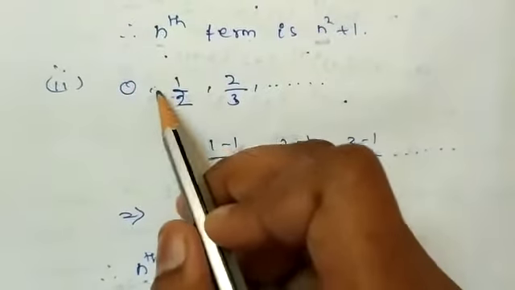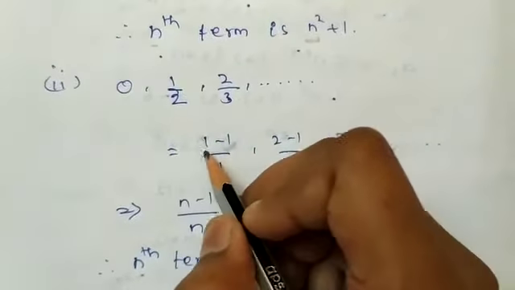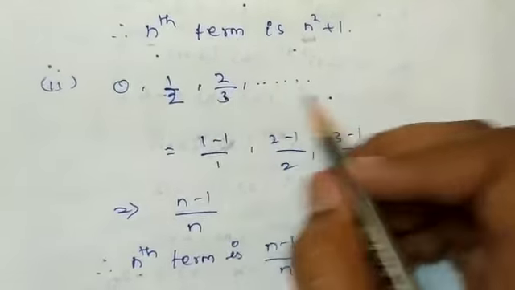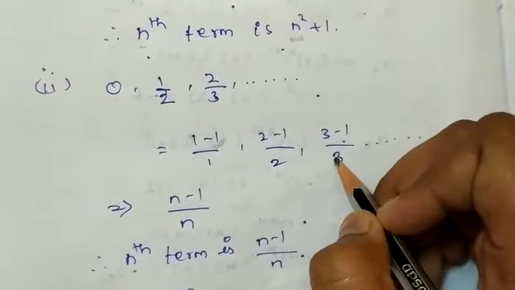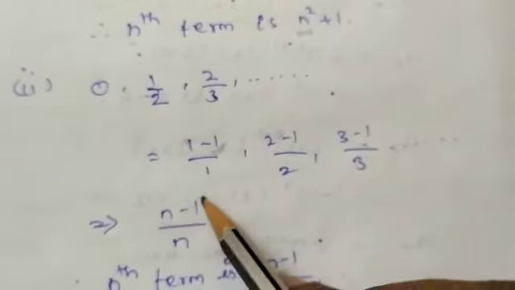So, the second part is 0, 1 by 2, 2 by 3 till infinity. So, 0 is nothing but 1 minus 1 by 1, which is 0 by 1, which is 0. 2 minus 1 by 2 is 1 by 2. 3 minus 1 by 3 is 2 by 3. So, it is nothing but n minus 1 by n. We will put natural numbers 1 by 1 in the place of n. Therefore, the nth term is n minus 1 by n.